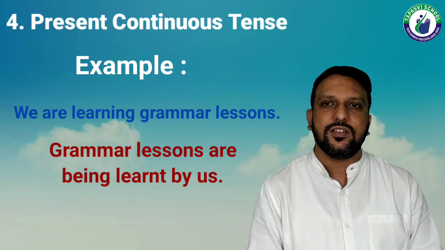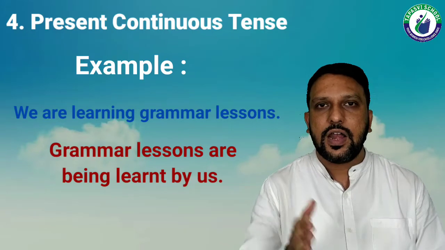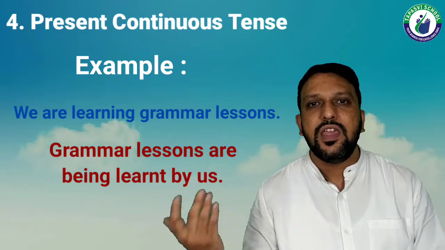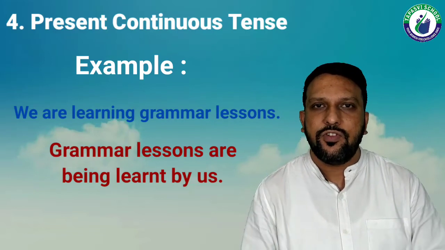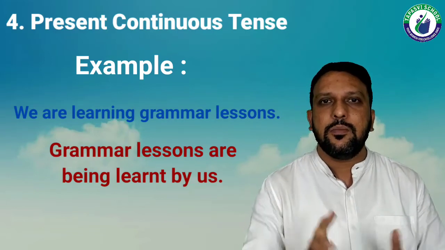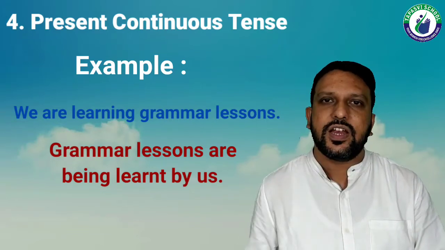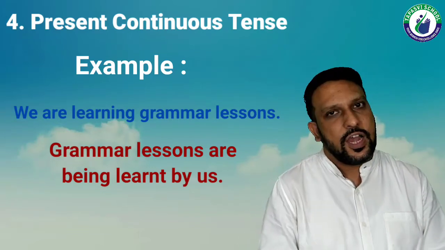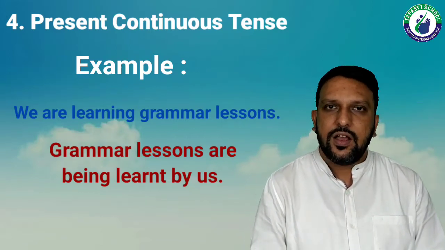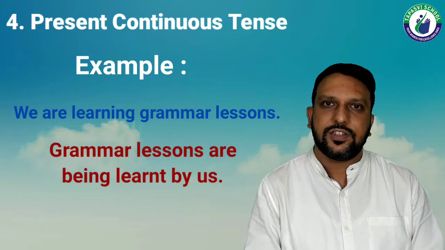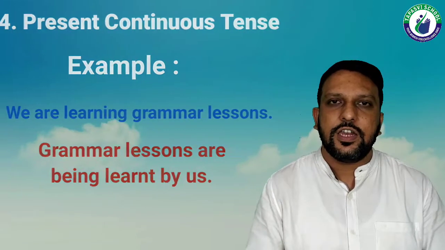So grammar lessons are, then we have to use being: grammar lessons are being. Then V4 learning will be converted into V3, that is learnt. Then by, then we will become us when it comes as a subject at the end of the sentence. So let me repeat: grammar lessons are being learnt by us. So here is your present continuous tense.